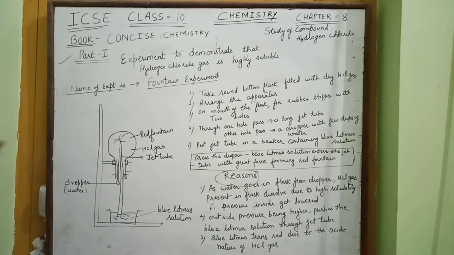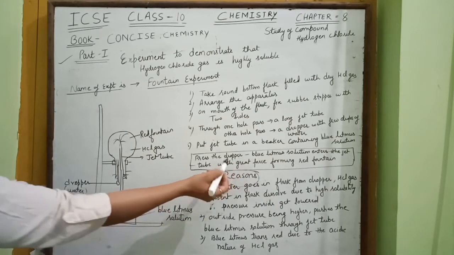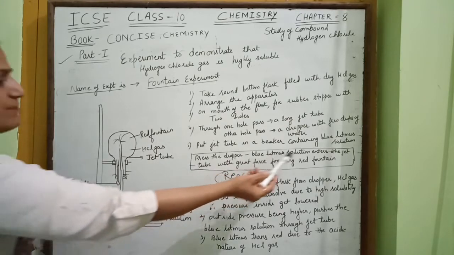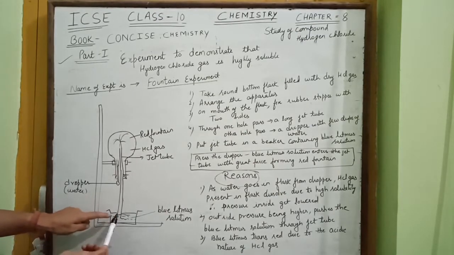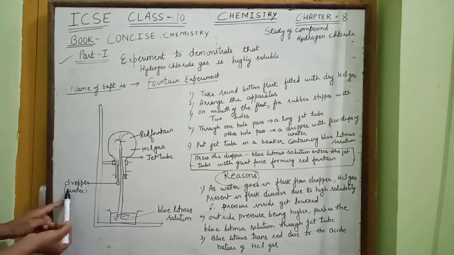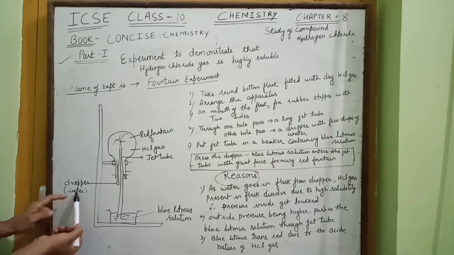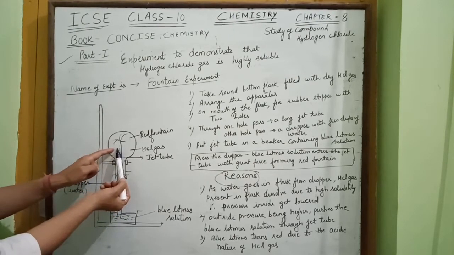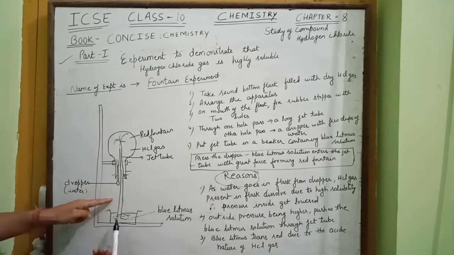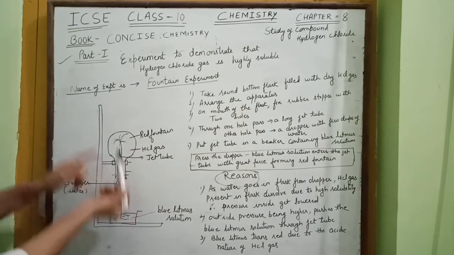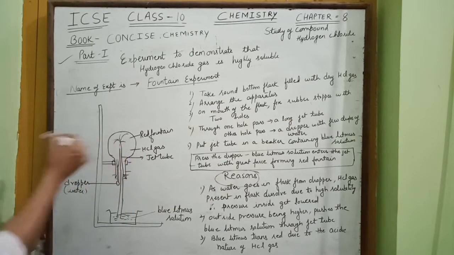Now, how to perform the experiment? We press this dropper. When we press the dropper, the blue litmus solution present here enters the jet. As this dropper is pressed, the water present in the dropper enters the round bottom flask, and the blue litmus enters the jet tube with great force, forming a fountain here.